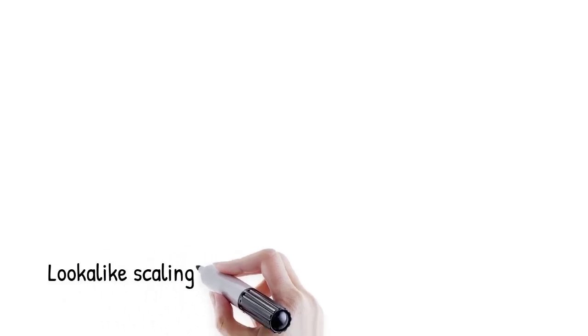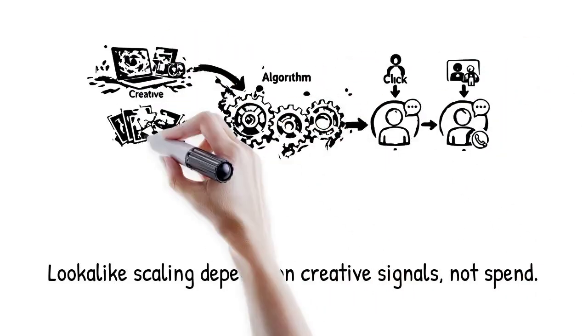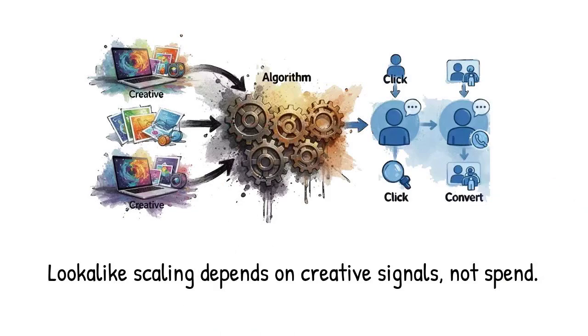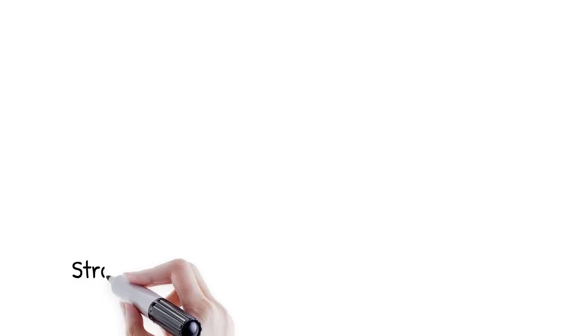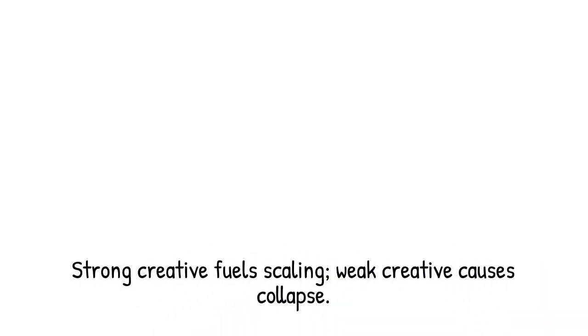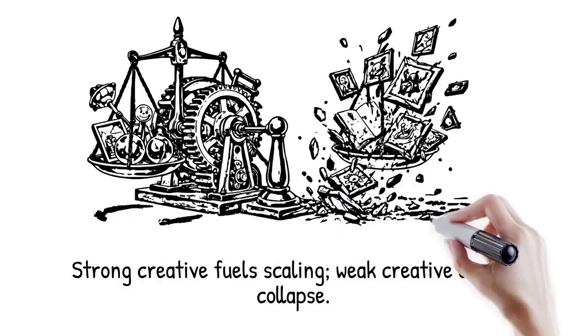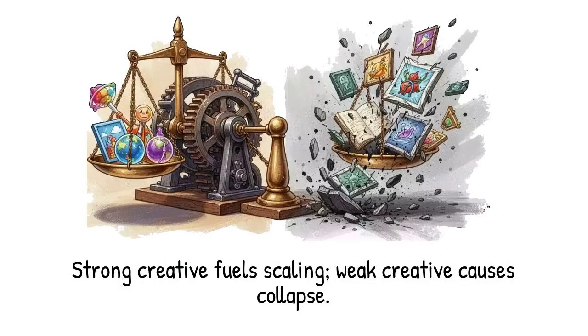The truth: lookalike scaling is not about spending more. It's about feeding the algorithm the right creative signals. Your creative determines who clicks, who converts, who the algorithm finds next. When your creative is strong, your lookalikes become a scaling engine. When your creative is weak, even the best lookalikes collapse. Scaling is not a budget problem. It's a creative problem, and now you know how to solve it.